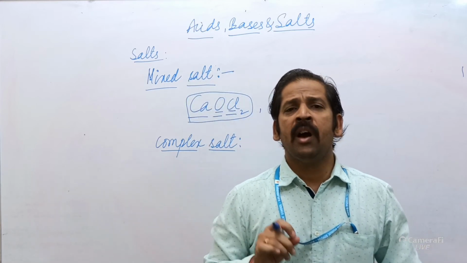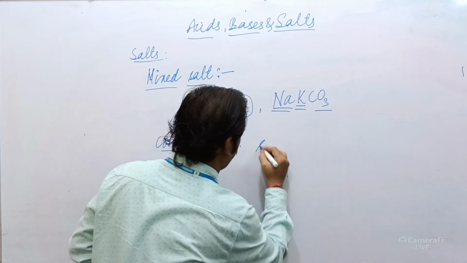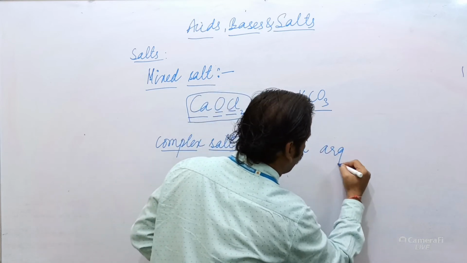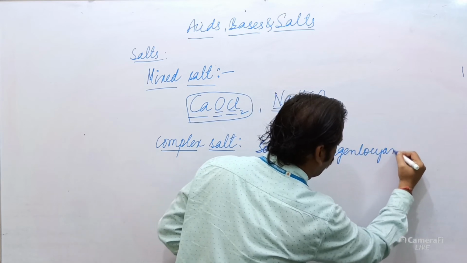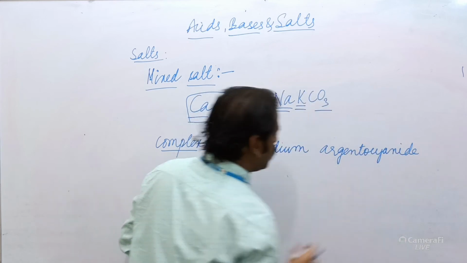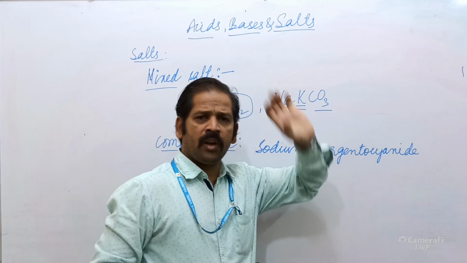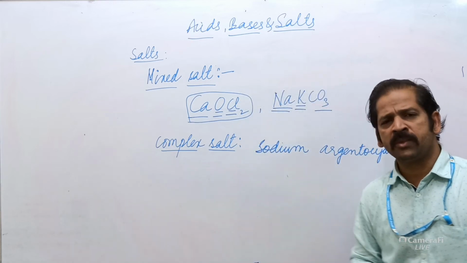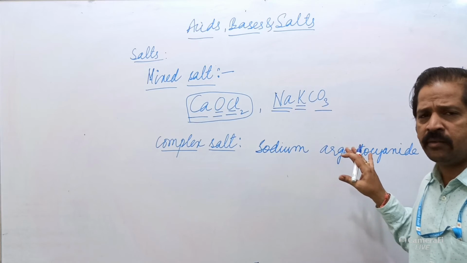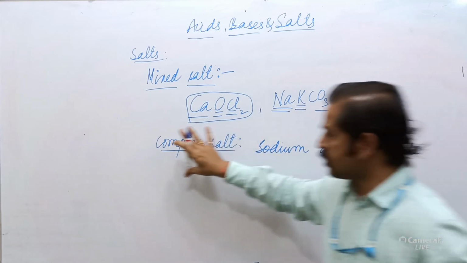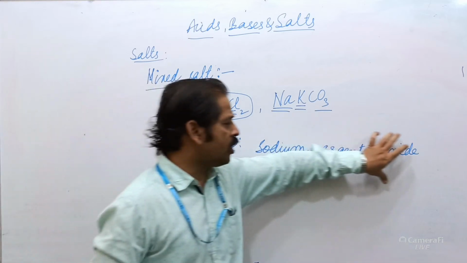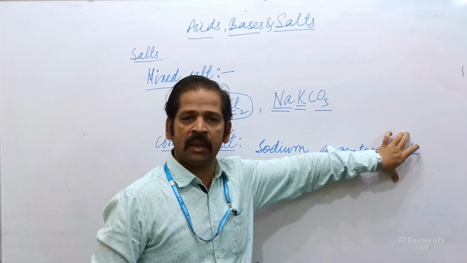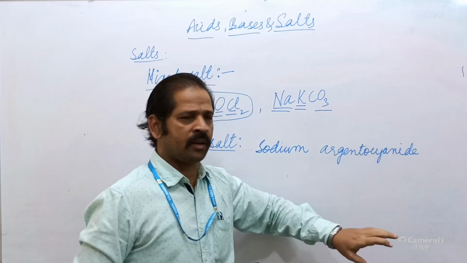For example, sodium argentocyanide. Yes, a new word. We heard about sodium chloride, sodium hydroxide, sodium sulfate. Sodium argentocyanide, a very lengthy name. Usually you are going to learn complex salt, I told earlier, and double salt in class 11 and 12. Types of salts, these all are.